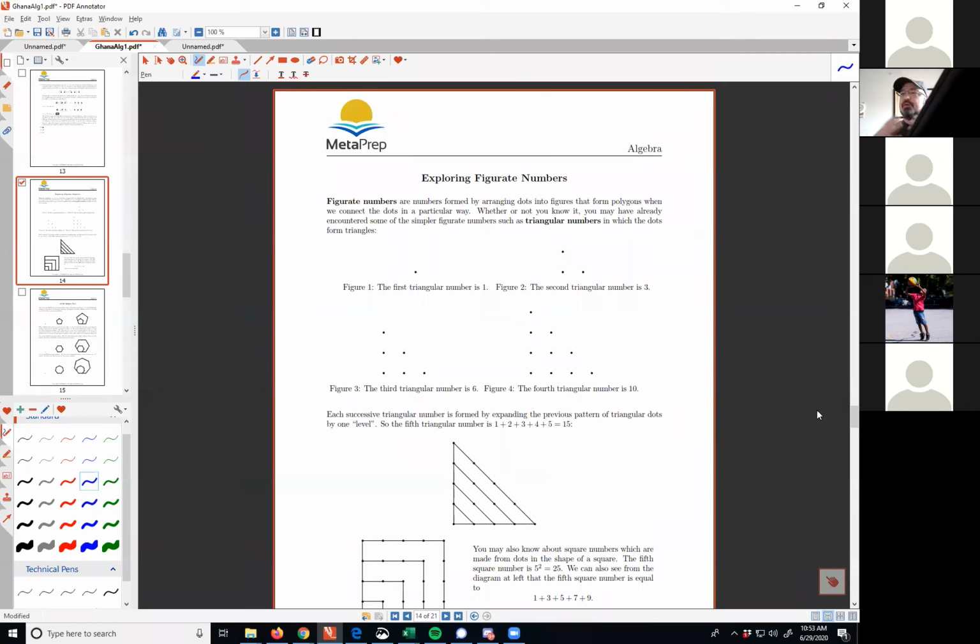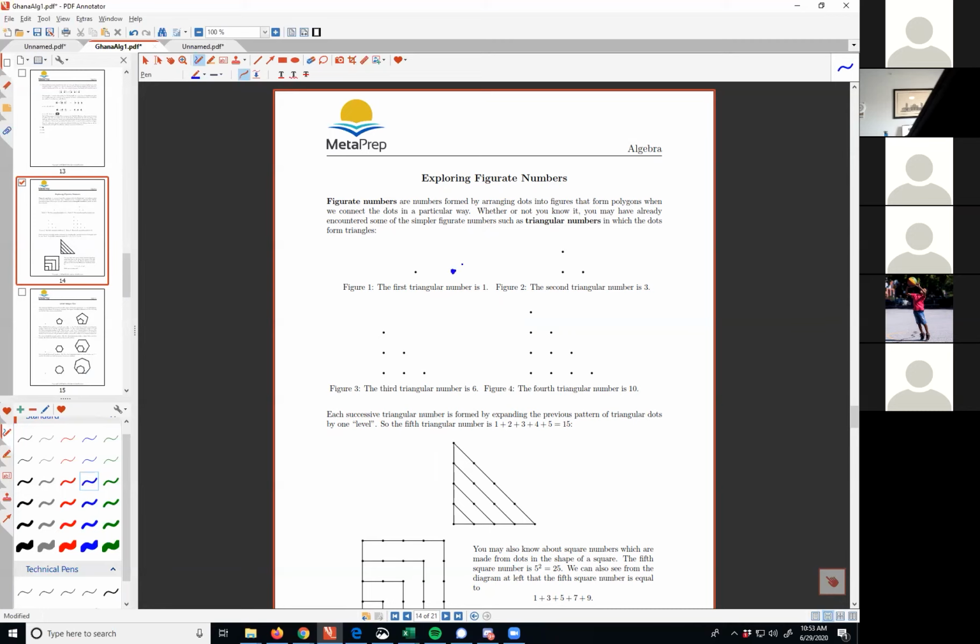Are you familiar with the term figurate number? No, please. No. So you're familiar with triangular numbers and square numbers, right? Yes. Yeah. So all of these types of numbers and more are called figurate numbers. And we're going to take a look at some of them. But first, let's start with just a definition of what is a triangular number.